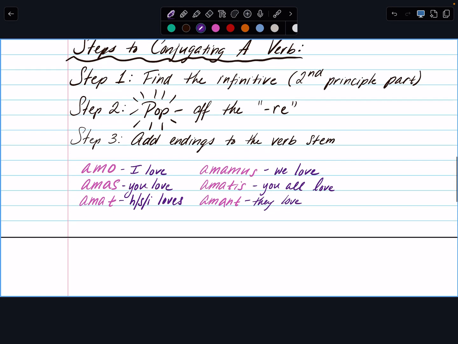The verb I would like you to conjugate, I'll make it a short one, is do, dare, dedi, datus. This verb means to give. Follow the 3-step process and conjugate this verb in the present tense. Don't forget to translate. And that's it. I'm going to stop recording now.